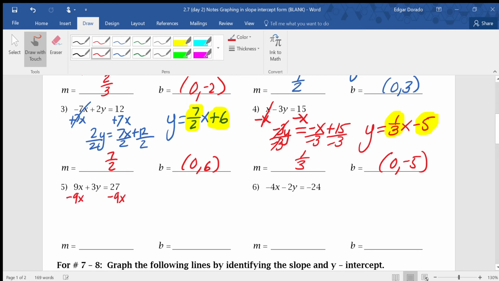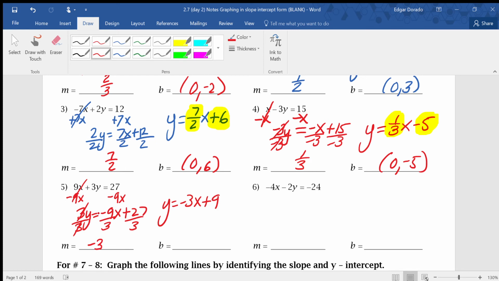Subtract 9x, subtract 9x. So we go ahead and get 3y equals -9x plus 27. Okay, let's go ahead and divide by 3 to isolate the y. We get y equals -3x plus 9. All right, so -3 for my slope, 0, comma 9 for my y-intercept.